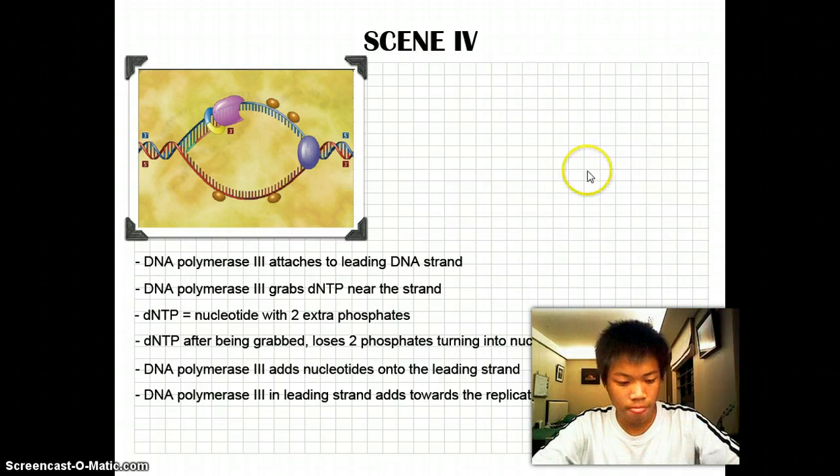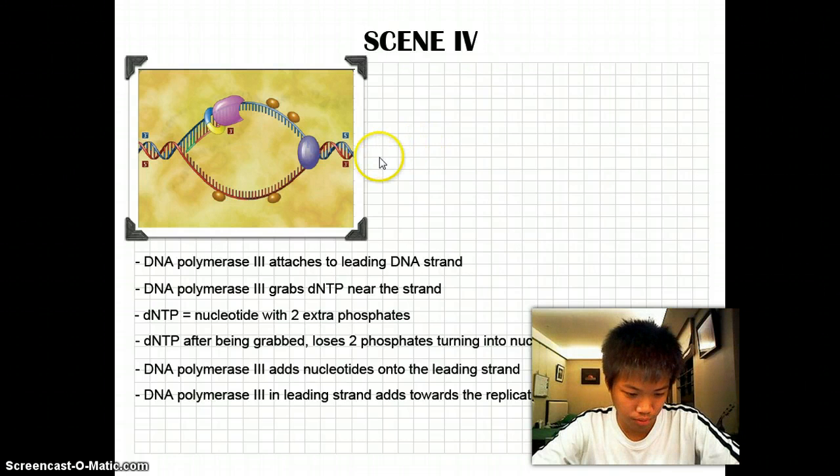In scene 4, my bad. These Roman numerals are ridiculous. In scene 4, the DNA polymerase III, another enzyme, highlighted by the purple item right here, attaches itself onto the DNA strand and starts adding nucleotides.